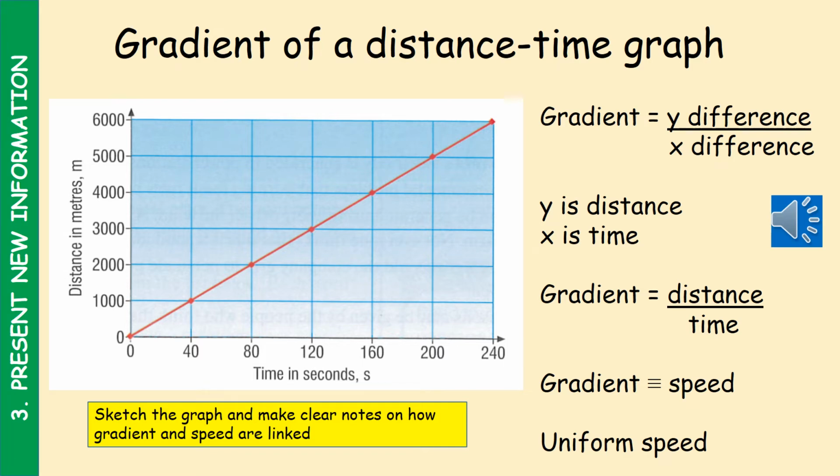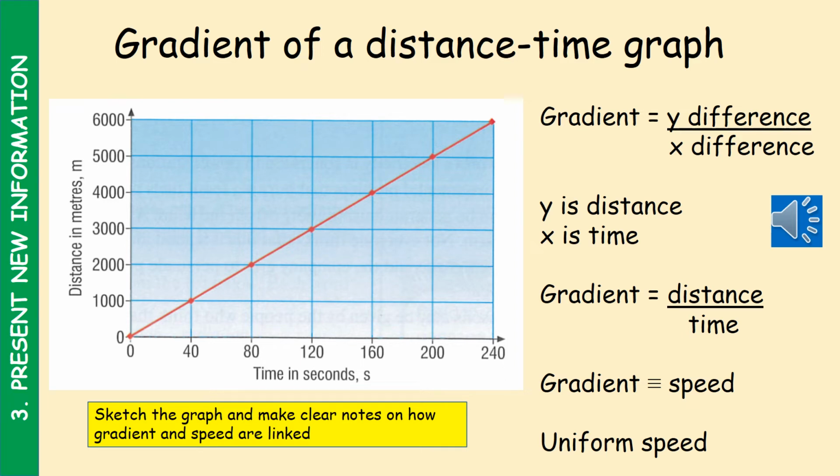Now the gradient has got units, so it's the y divided by the x. The units on the y are meters, the units on the x is seconds. So when we work out the gradients, we are actually doing distance divided by time. Now we know, again, that the speed of an object is distance divided by time, which means in this situation that the gradient of this graph is exactly the same as the speed.